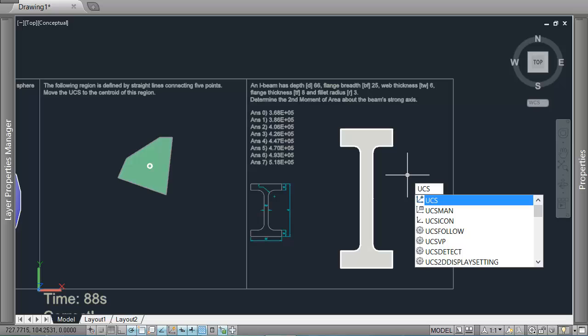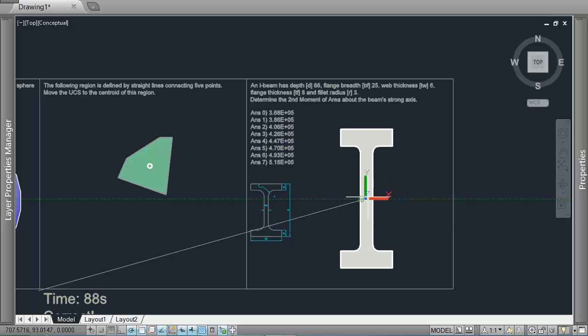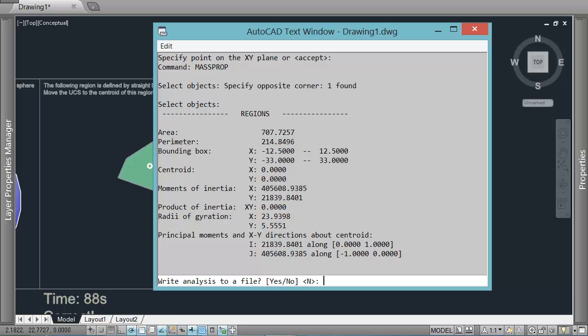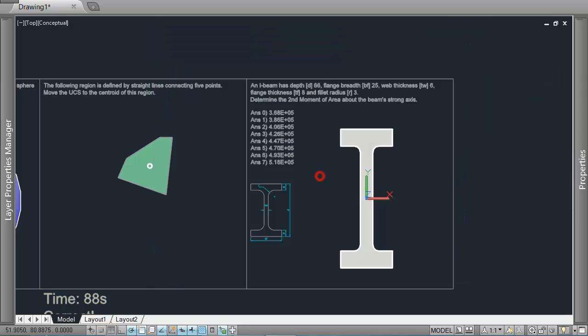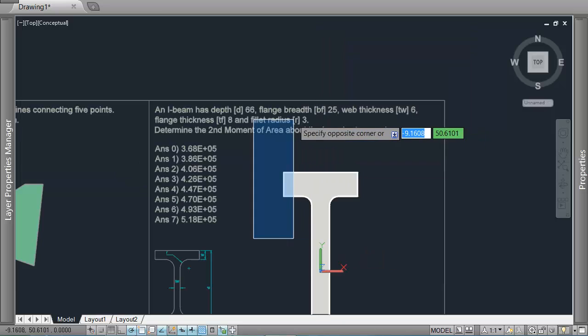If I want to measure the second moment of area of this object, it needs to be about the centroid, so I move the UCS to the centroid, which, as I mentioned, is going to be in the center of the shape, vertically and horizontally. It's just because it's a doubly symmetrical shape. I can then use the mass properties of this object to find its moment of inertia, also read second moment of area, which is 4.05 by 10 to the 5 units to the 4. So that's going to be this value here.